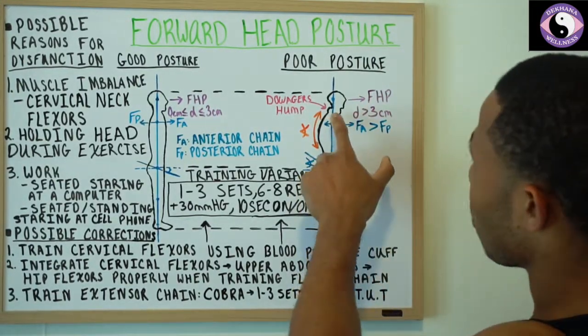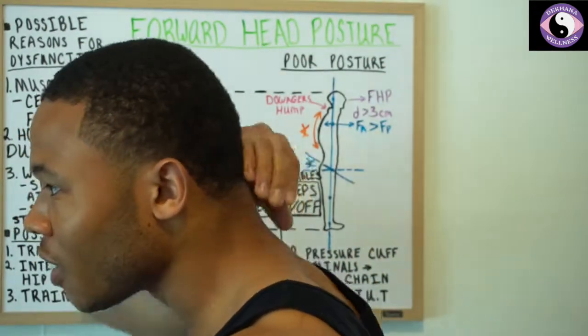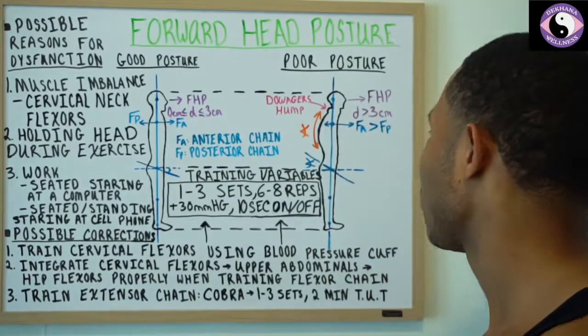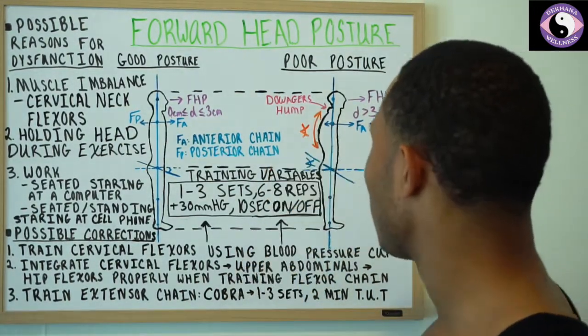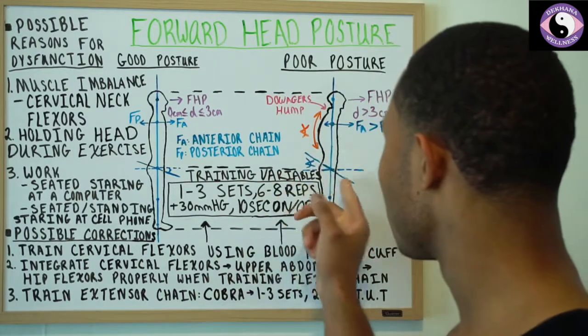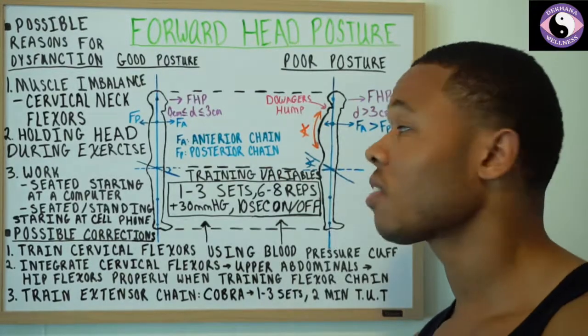And then you'll see the dowager's hump start to develop right at the neck. You'll see people come in, and then you'll see that little hump that they develop because of that posture. And again, you'll probably see that kyphotic posture and that anterior tilt that we talked about a couple of days ago. So let's talk about the reasons for dysfunction.